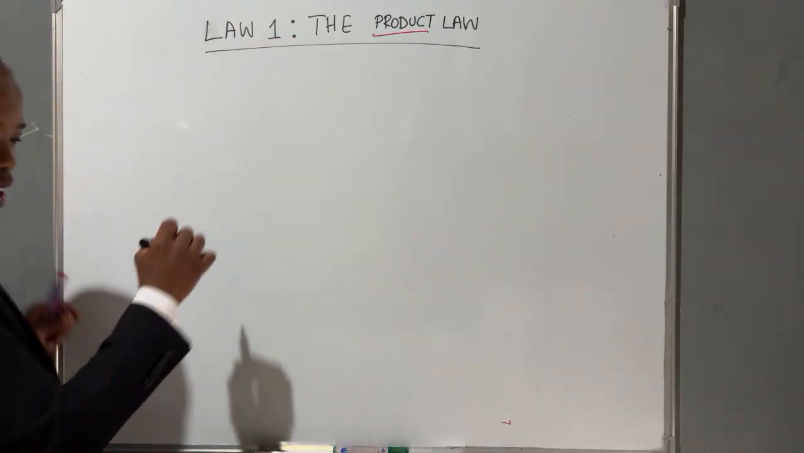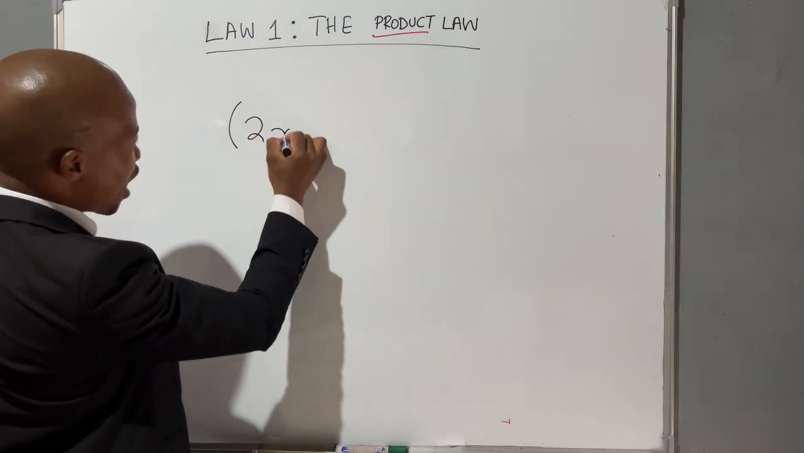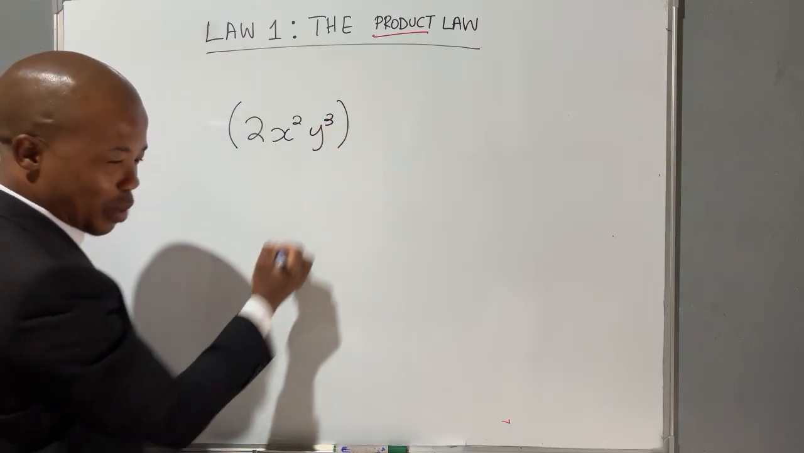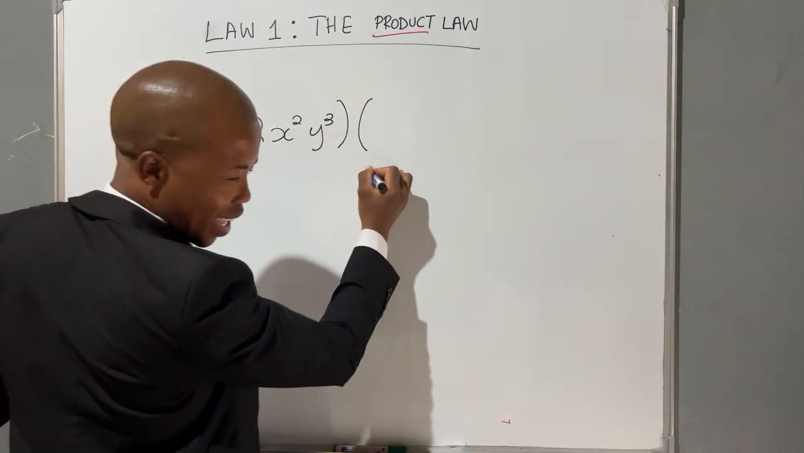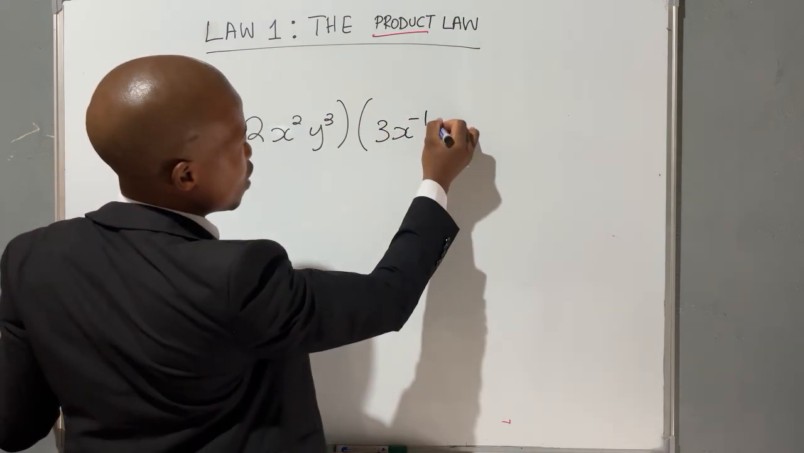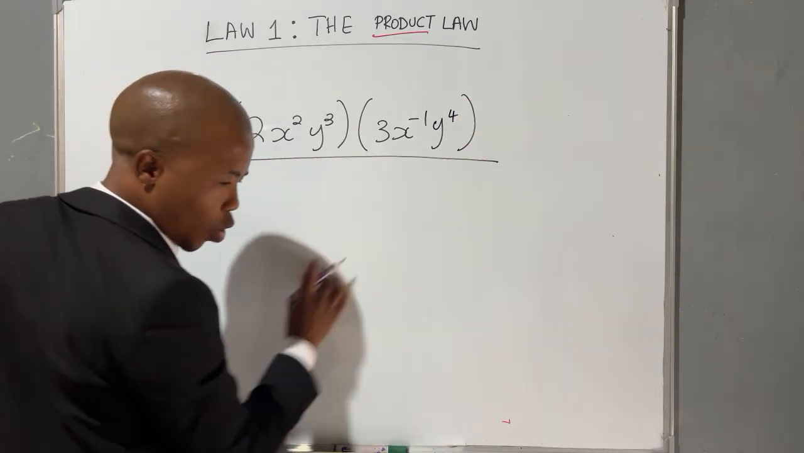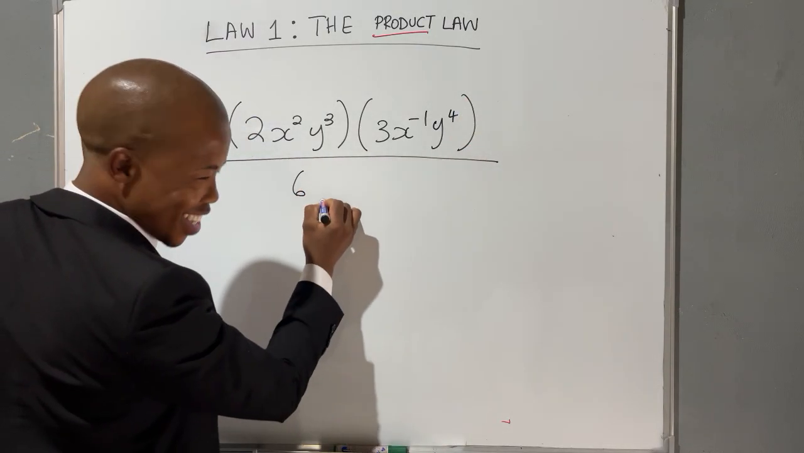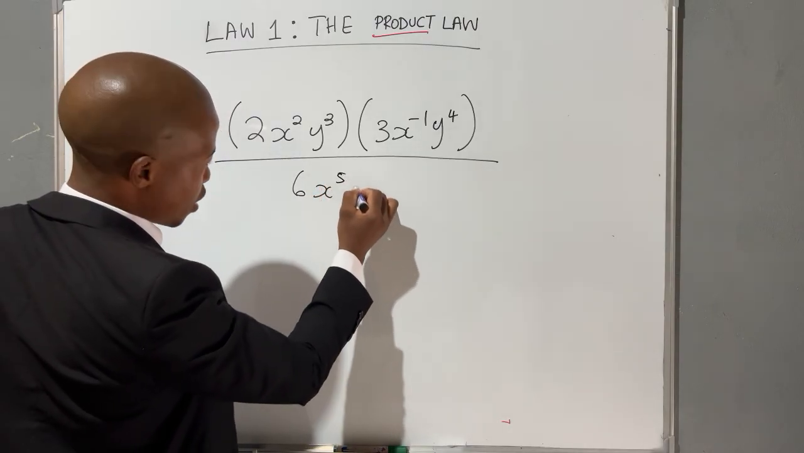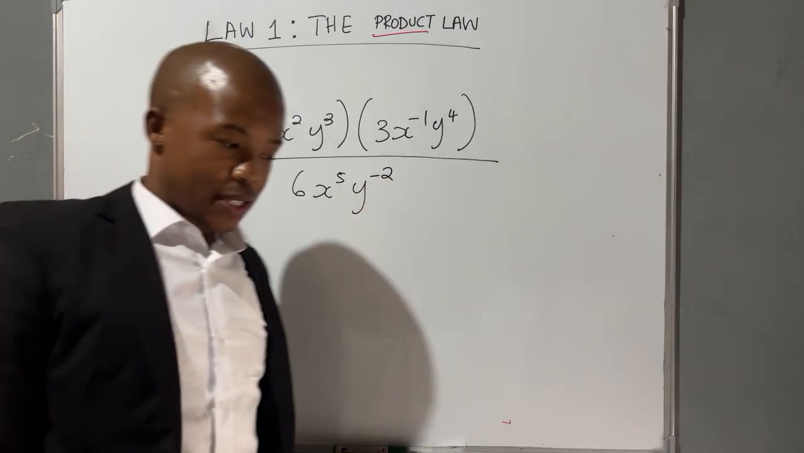I saw this question. It says open bracket 2x squared and then y to the exponent 3 close bracket and then open bracket 3x to the exponent -1 and then y to the exponent 4 close bracket, all over 6x to the exponent 5 and then y to the exponent -2. It's a question like this, right?